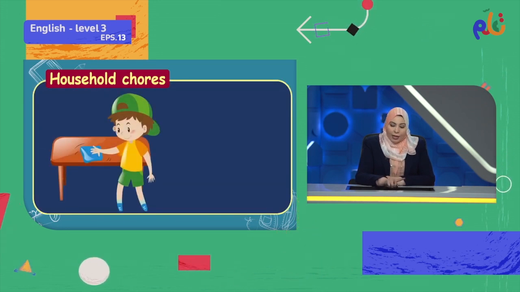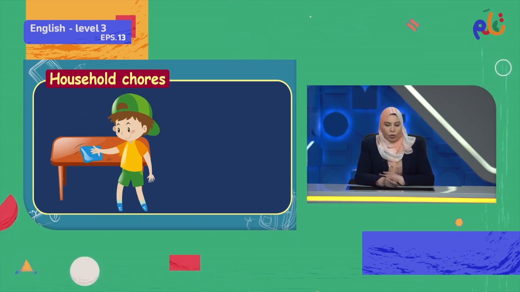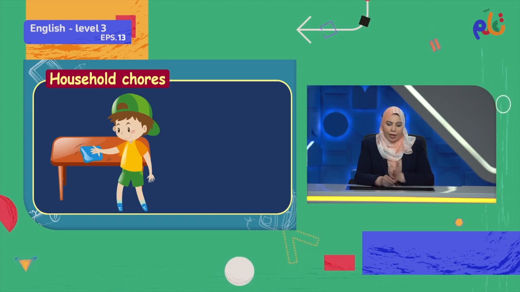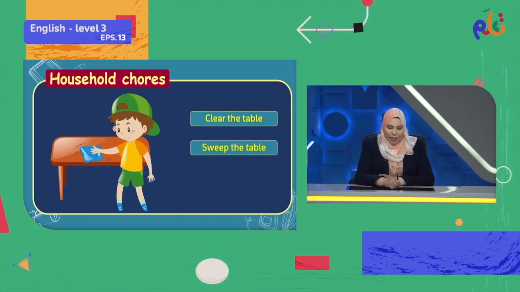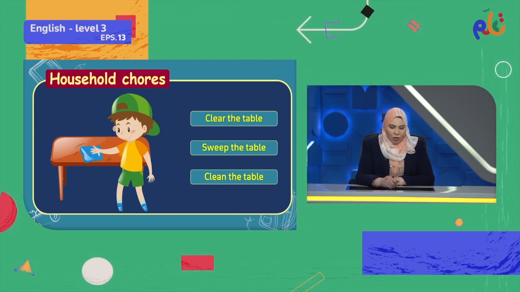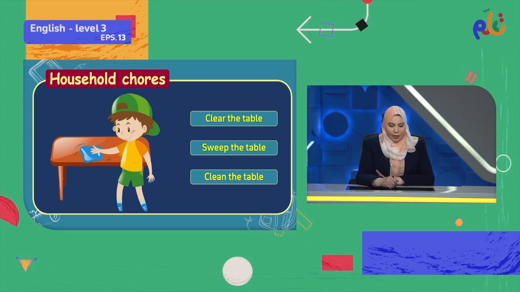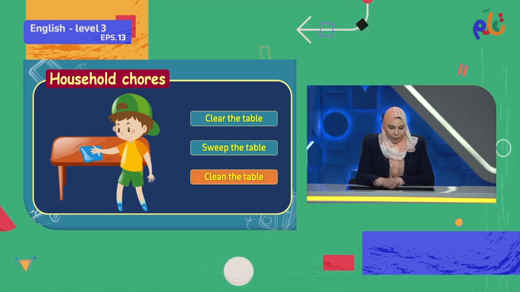Okay, what about this picture? After eating, what's the chore that we have to do? So after we finish, let's look at the options. Clear the table, sweep the table, or clean the table. Which one is it? So after we finish eating, we clean the table.